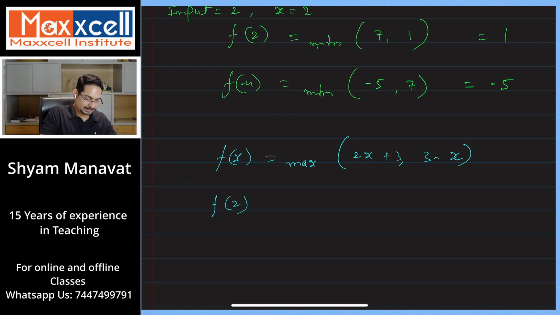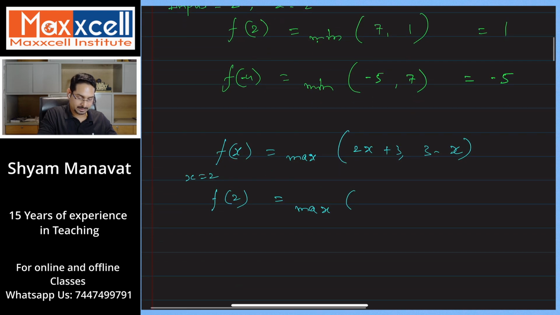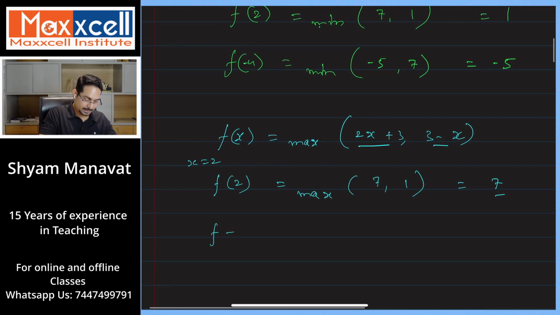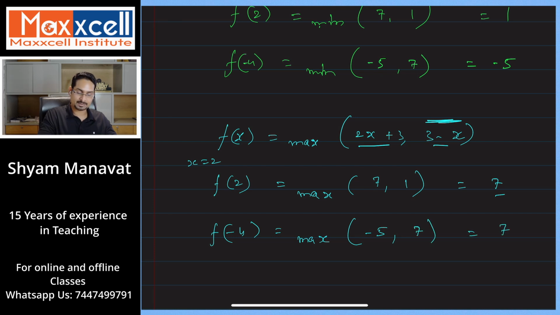For example, if I substitute x is equal to 2 here, what are the values you are going to get? You will get the same: 2 into 2 plus 3, 7. And here you will get 3 minus 2, 1. And the maximum amongst them is 7. So the outcome of f of 2, of max of this expression, is 7. Clear? Similarly, if you substitute f of -4 in case of the max function, it will be 2 into -4 plus 3. So -8 plus 3 will be -5. And if you substitute -4 here, then you'll get 3 minus -4, so 3 plus 4, 7. Among these two, the maximum is 7. So that's how it works.